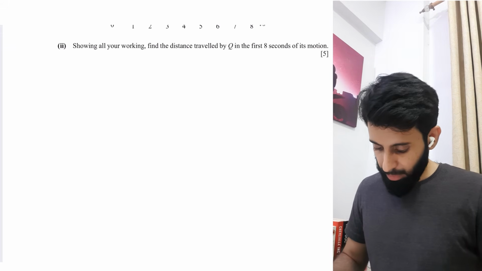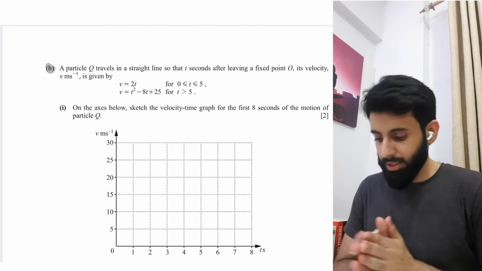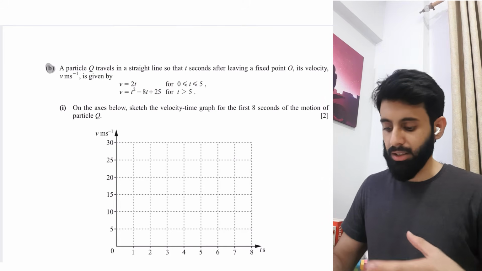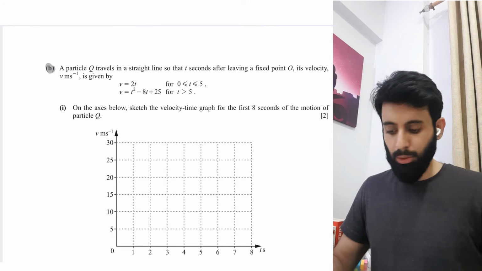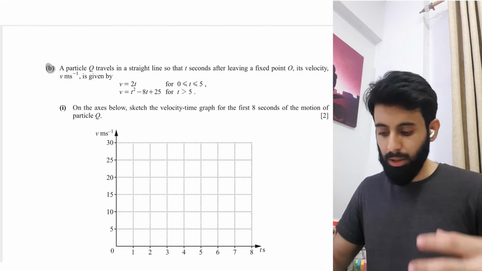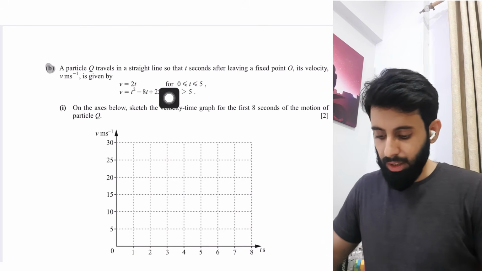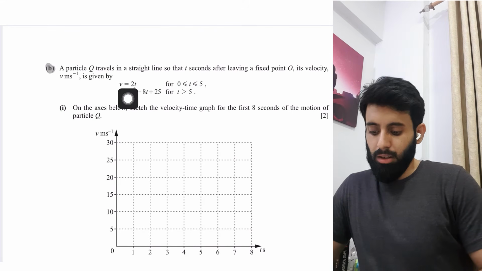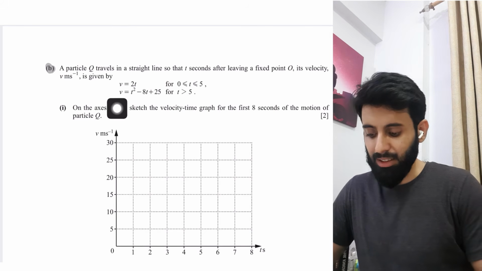Now we come to part B of the same question, and this says a particle Q travels in a straight line so that t seconds after leaving a fixed point O, its velocity v meters per second is given by, now the velocity is equal to 2t for 0 to 5. So for as long as t is between 0 and 5, the velocity is equal to 2t. You can think of it this way, that for as long as t is between 0 and 5, this is the velocity function, and for as long as t is greater than 5, this is the velocity function.